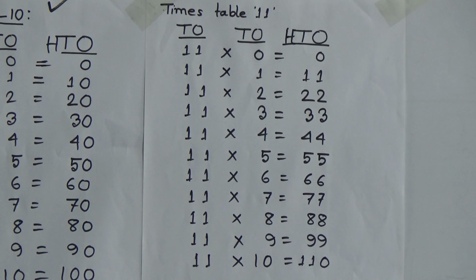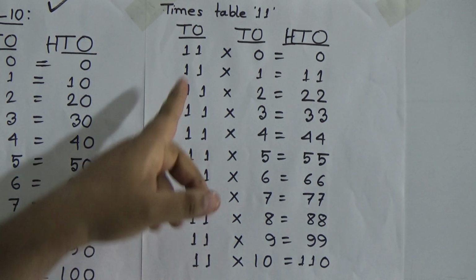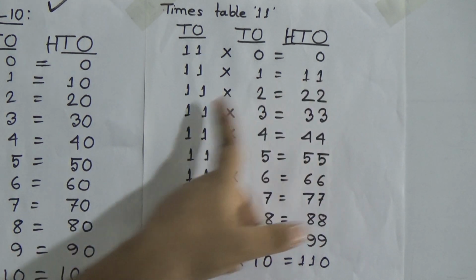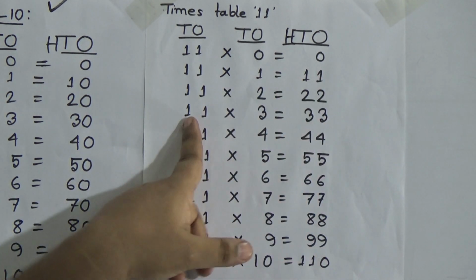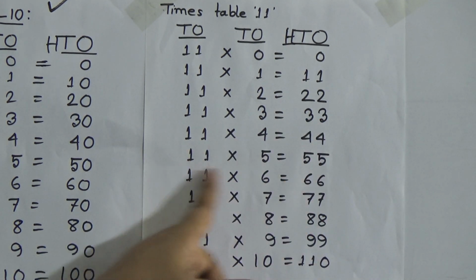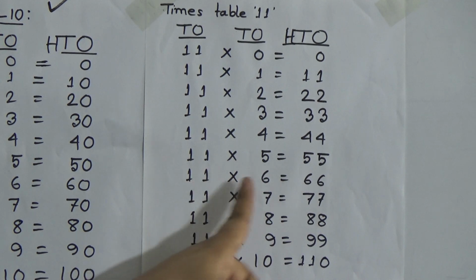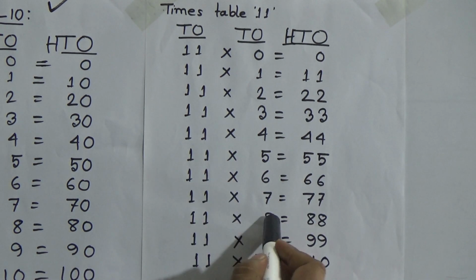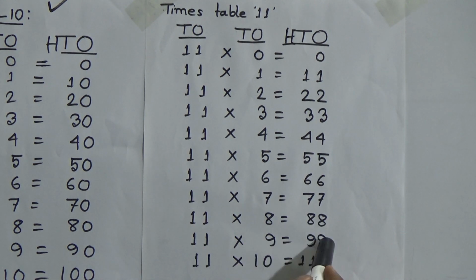Now my dear students, please read with me. 11 0 jar 0, 11 ones are 11, 11 twos are 22, 11 threes are 33, 11 fours are 44, 11 fives are 55, 11 sixes are 66, 11 sevens are 77, 11 eights are 88, 11 nines are 99, 11 tens are 110.